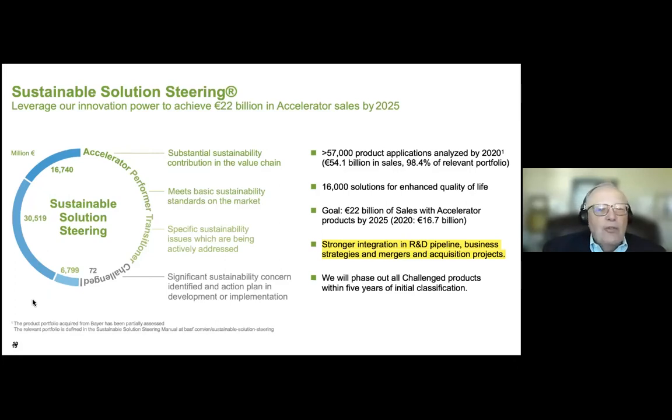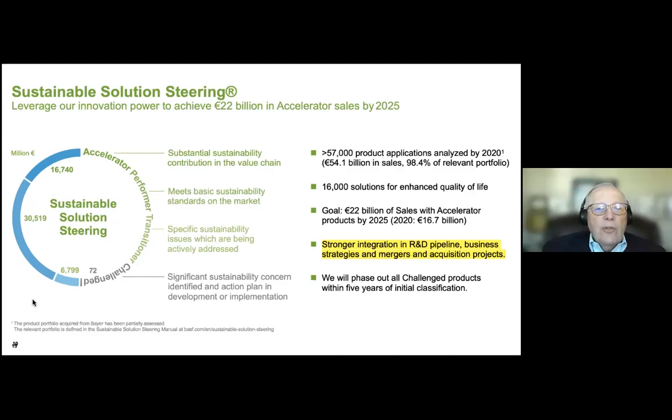Then we have transitioners. These are materials that may have some yellow flags or red flags that are being managed, or it may be that there are really no alternatives, and so we have to manage them. And then we have what we call challenged, and these are ones where there are significant concerns of some form or other. If you look at the last bullet point on the right, we have a target of phasing these out within 5 years after they are identified.